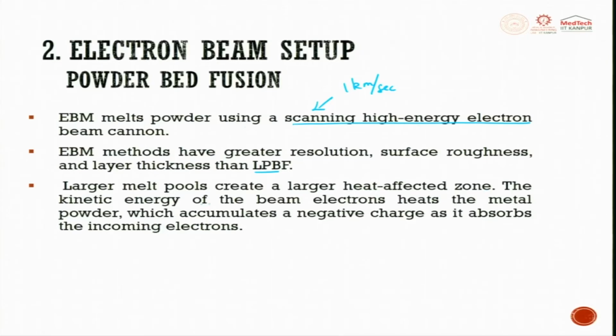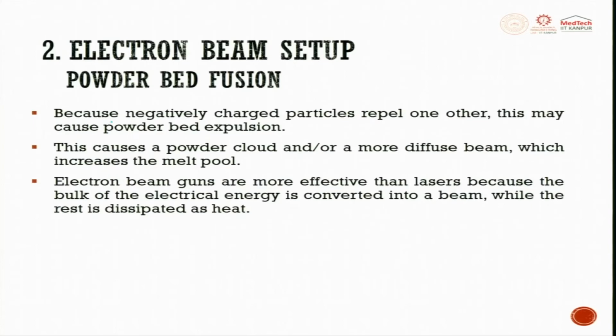The kinetic energy of the beam electrons heats the metal powder, which accumulates a negative charge as it absorbs the incoming electrons. This point is very important. The electron beam heats the metal powder because of high kinetic energy, melts it, and it accumulates a negative charge as it absorbs the incoming electrons. Because negatively charged particles repel each other, this may cause powder bed expulsion.